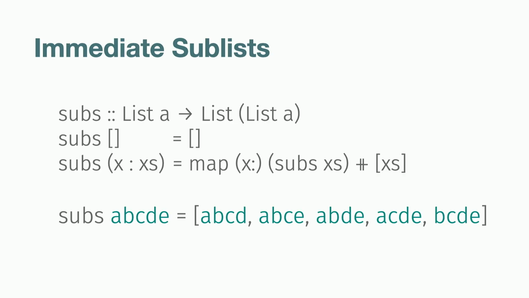Okay, probably time to get to be a little bit more formal. This function subs takes a list and computes all the immediate sublists. The definition is standard. There's no immediate sublist for an empty list, and the immediate sublists for x:xs are either xs or a sublist of xs with x attached to the left.